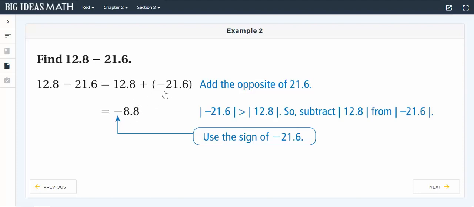You're going to line up the decimals. You're going to put 12 underneath here, 0.8. And of course, you're going to do your normal subtraction, and you'll end up with -8.8 because this is larger. So the difference is -8.8.